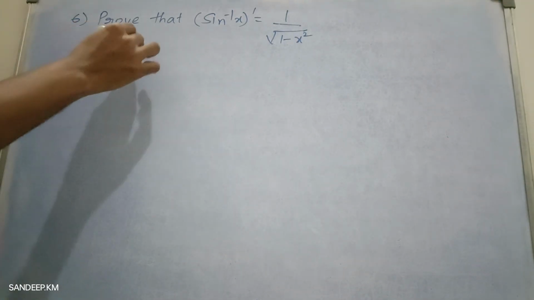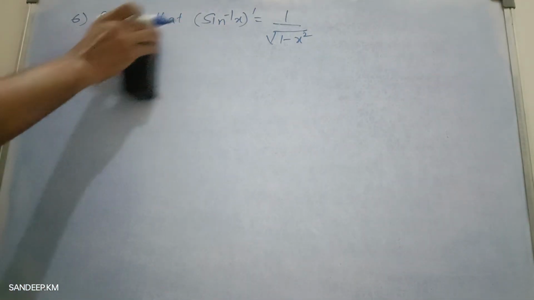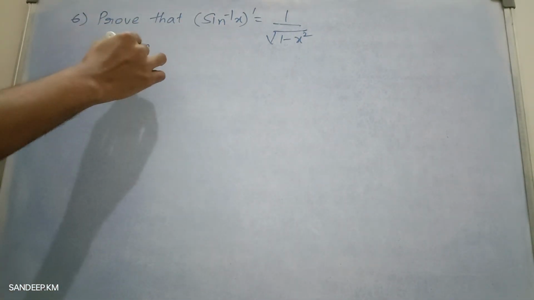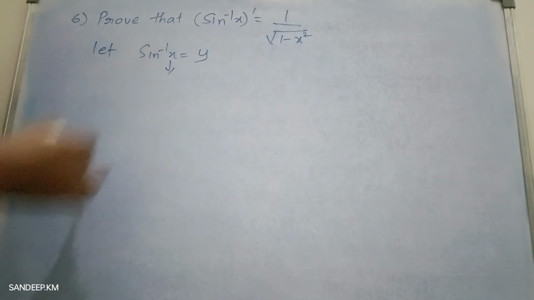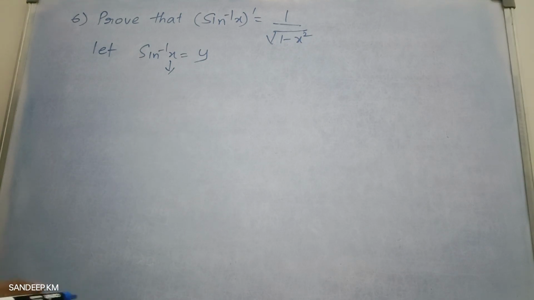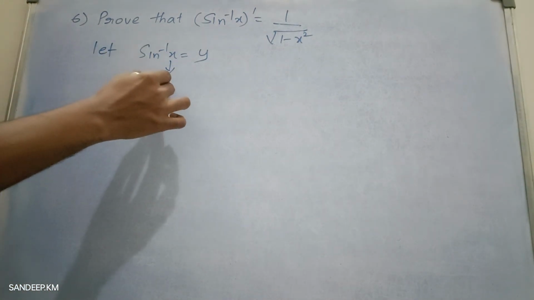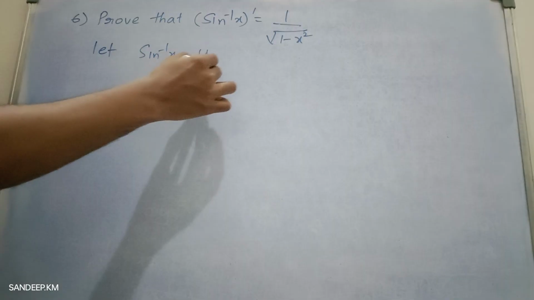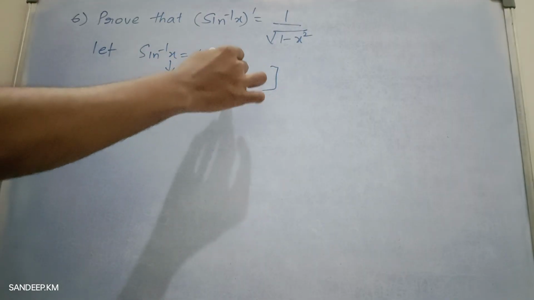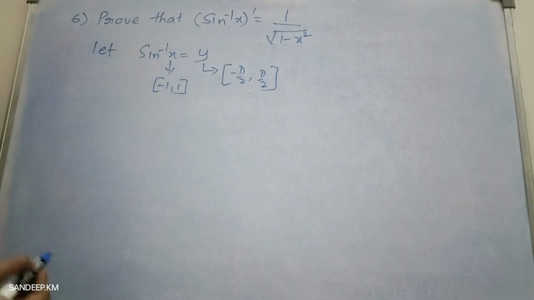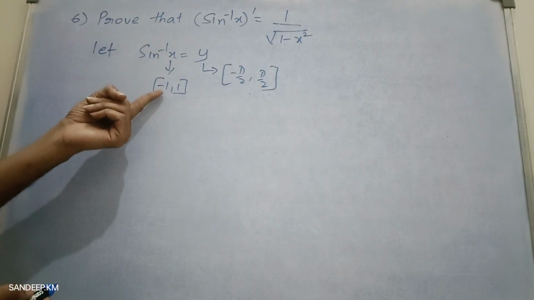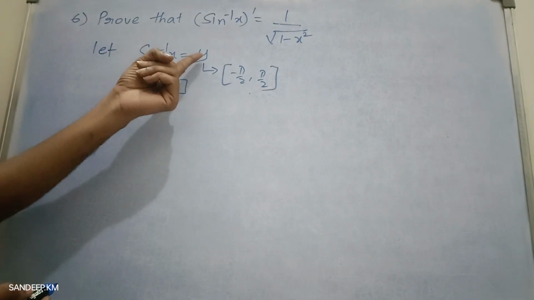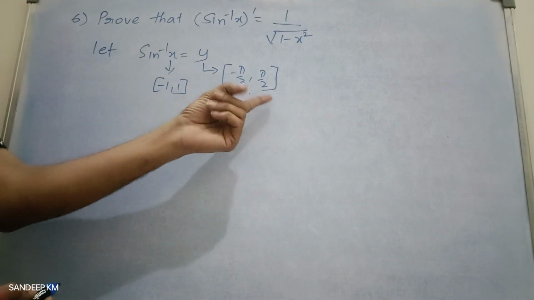So let sin inverse x be equal to y, and we should all know what is the domain of sin inverse x and what is the range of sin inverse x. Here x can be any number from -1 to +1, and y can be any angle from -90 to +90. This is the range of sin inverse x, and this is the domain of sin inverse x. So when I am writing sin inverse x is equal to y, it means that x is only any real number from -1 to 1, and y is any angle from -90 to +90.